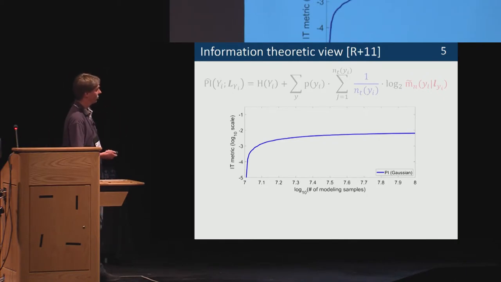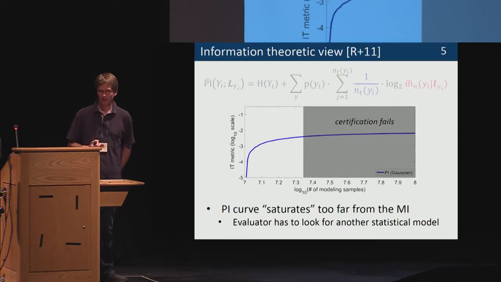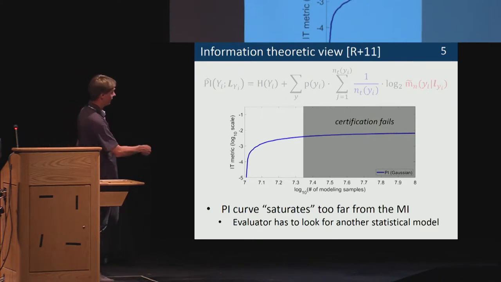If we then launch leakage certification, what's going to happen is that at some point, the certification test is going to fail. And when this fails, it means, informally, that the PI curve saturates too far from the mutual information, and we still don't know what the mutual information is. So that really means the evaluator has to look for another statistical model.